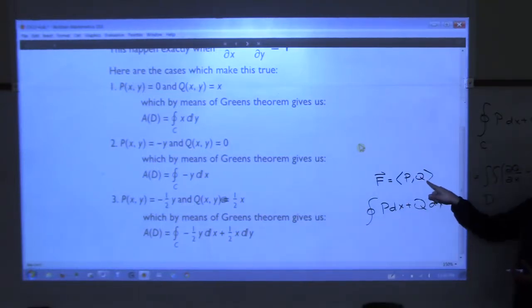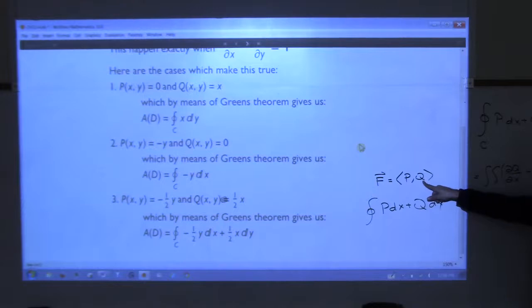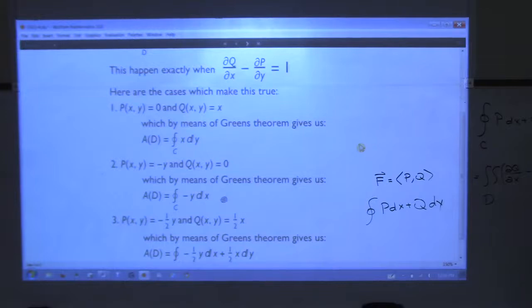So if this is negative Y and this is 0, then when you do the partial of this with respect to X, you get 0. And when we do the partial of negative Y with respect to Y, you get negative 1, and you put it right here, and you have minus minus 1. It's going to give you 1. Right? So that's two ways you could do it.